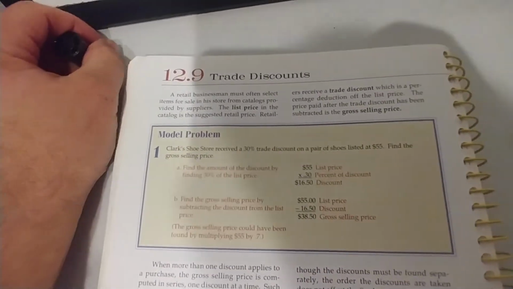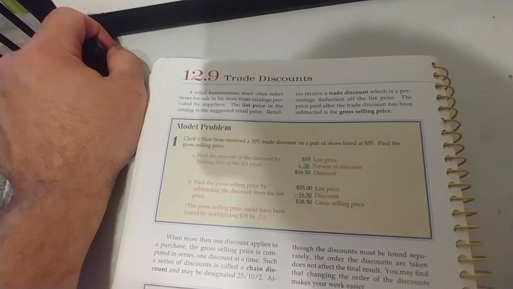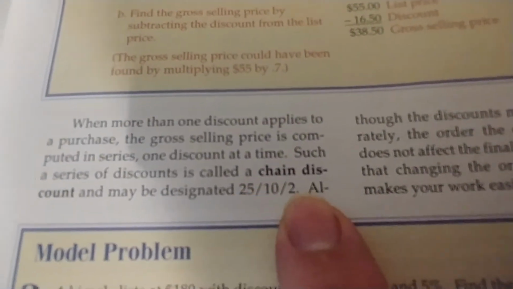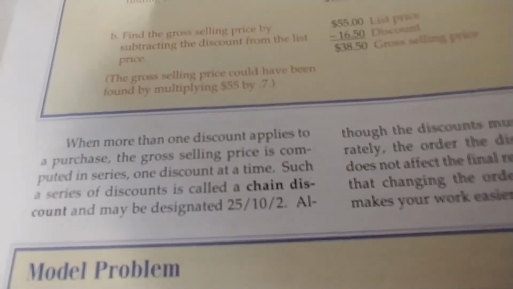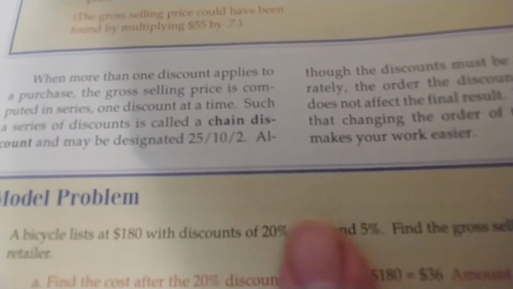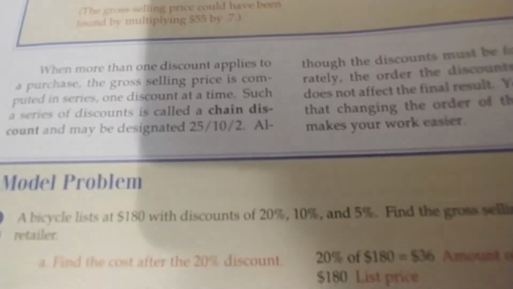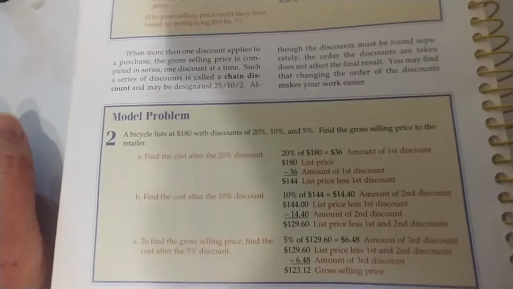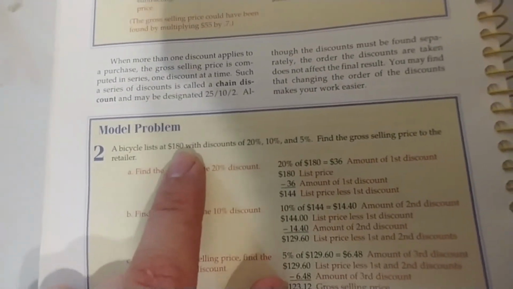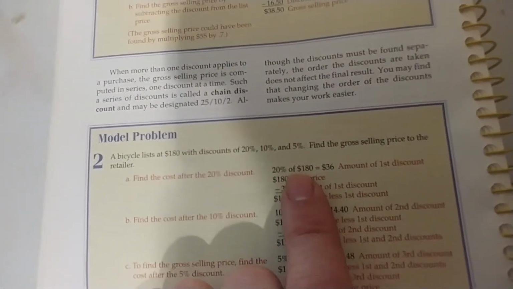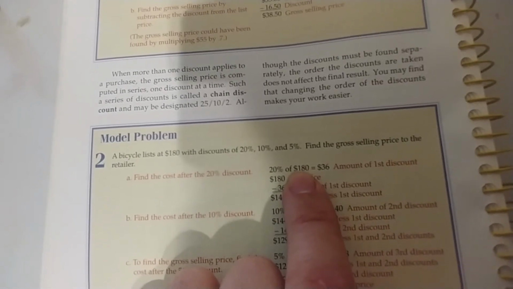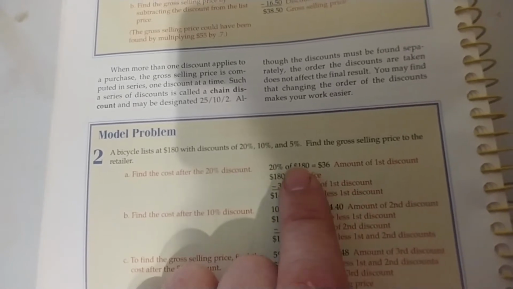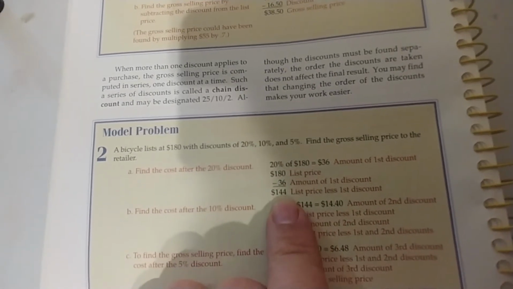All right. Now sometimes there's something that's called a chain discount, and it looks like this: 25, 10, 2. Or as the model problem has, 20, 10, 5. So basically you'll take the retail price of the shoe, or the bicycle in this case. The retail price is $180. So first you take off 20%. So 180 minus 20%, that's $36. So 180 minus 36 is 144.